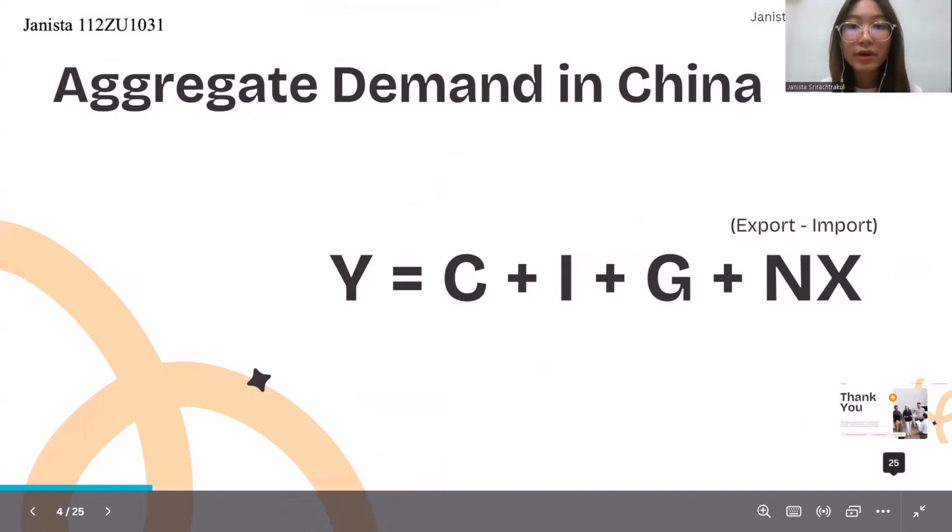First, we need to know about the components of aggregate demand. The 4 components of GDP or Y contribute to aggregate demand for the goods and service. So it would be Y equal consumption plus investment plus government spending and plus net export.